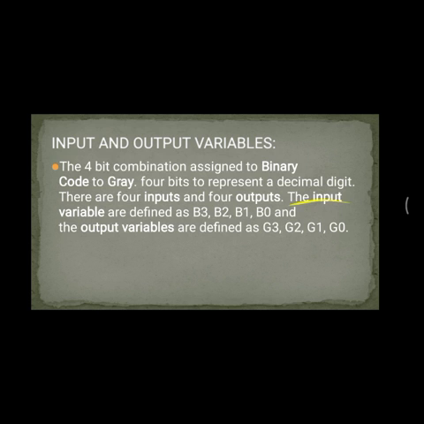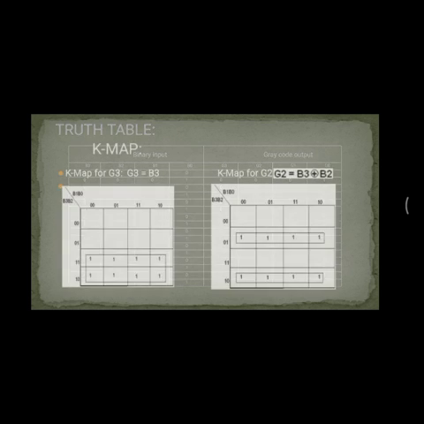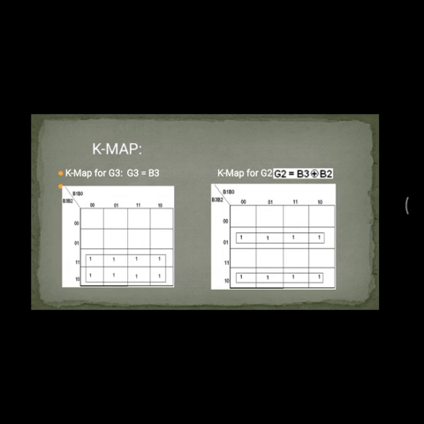This is the truth table for binary to gray code output. Next, the K-map for the binary to gray conversion code.